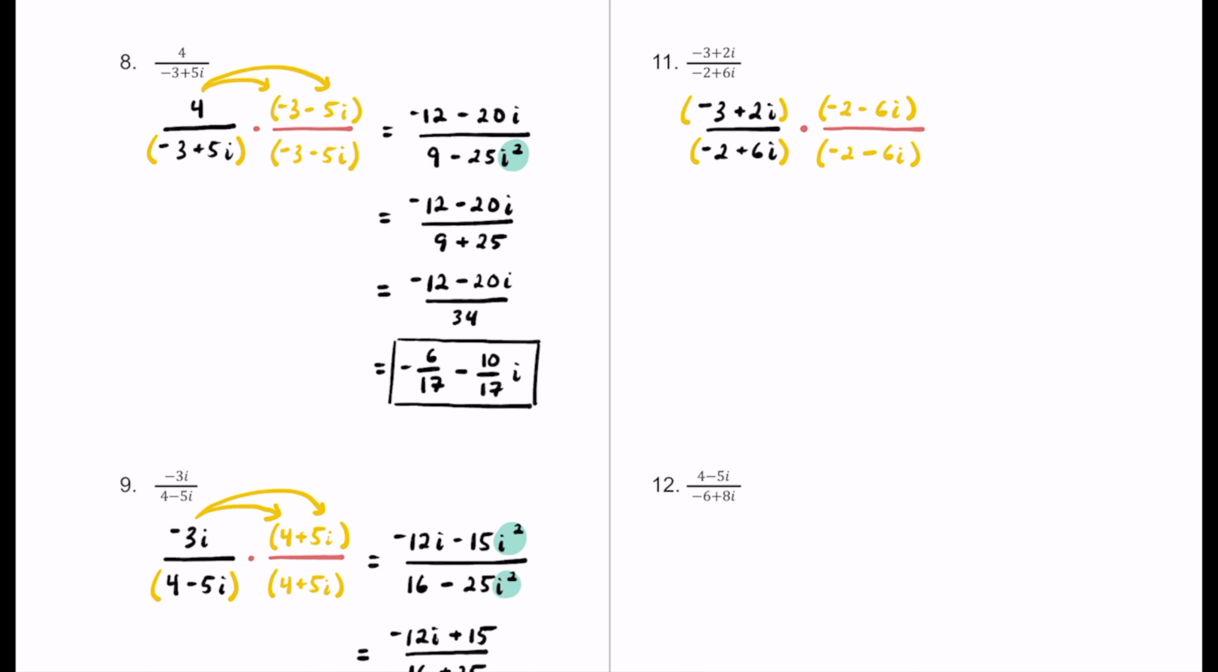Okay, so let's go ahead and multiply these out. We're going to need quite a bit of space here for the numerator. Let's do negative 3 times negative 2. That's going to be positive 6.